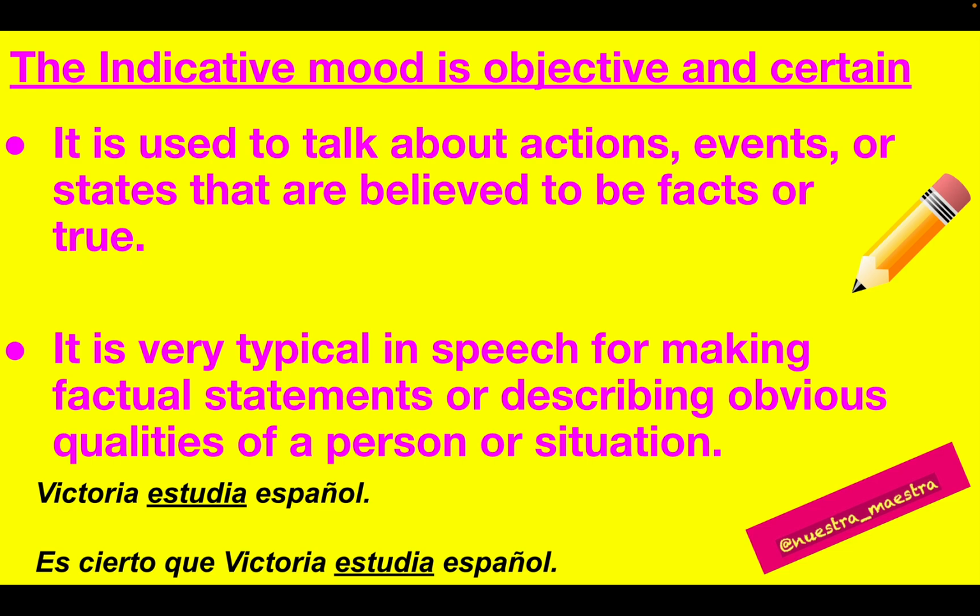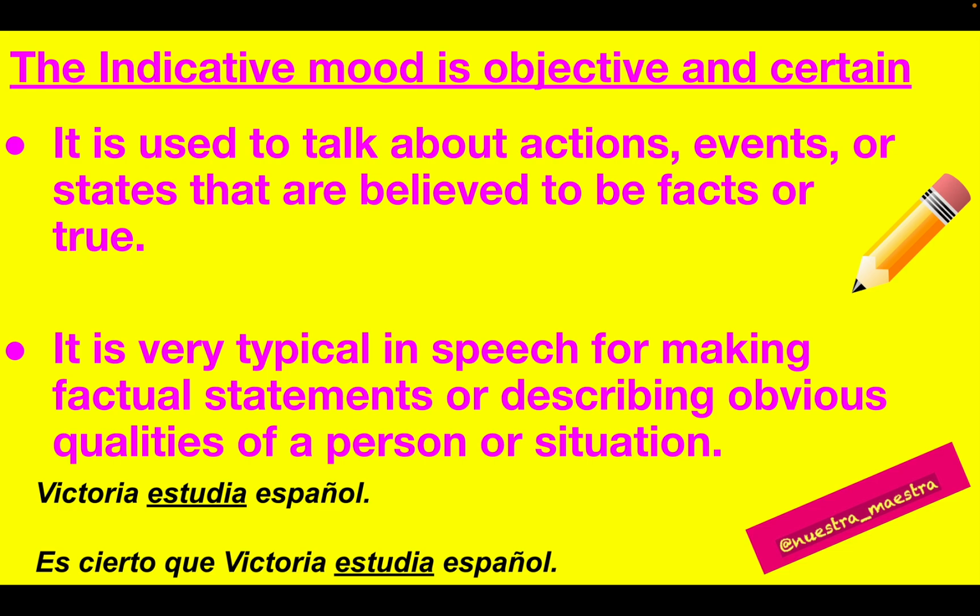The indicative mood is objective and certain. Whenever we use the present indicative, we talk about actions or events that we believe to be facts, or basically that they are true. It is very typical when we are speaking of factual statements or describing obvious qualities of a person for us to use the present indicative tense.